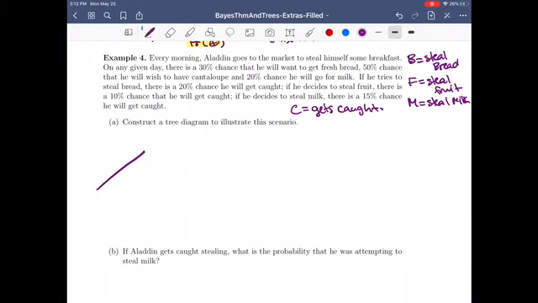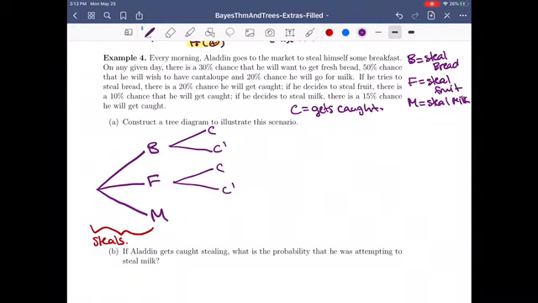So we're going to do the stealing things first. Okay, so he might steal bread, he might steal fruit, or he might steal milk. Okay, so this is what he steals. Okay, and then after that, we're going to know, did he get caught or not? So C or C complement. Okay, so some probabilities. So we know 30% he wants bread, 50% he wants fruit, and 20% he wants milk.